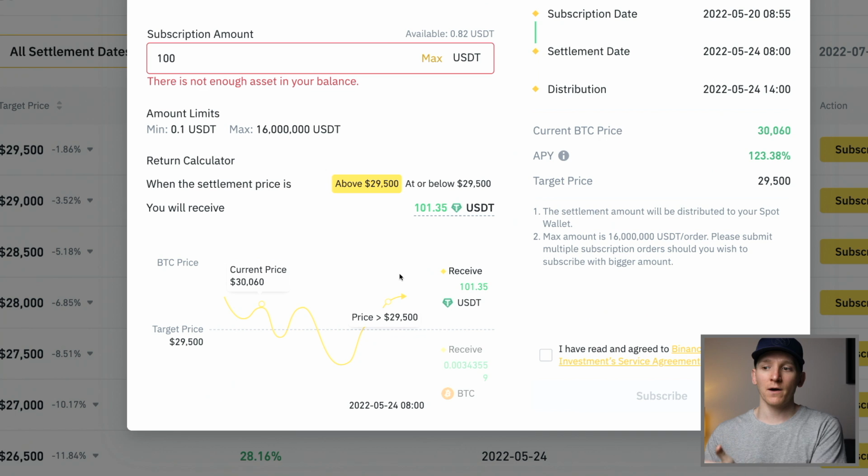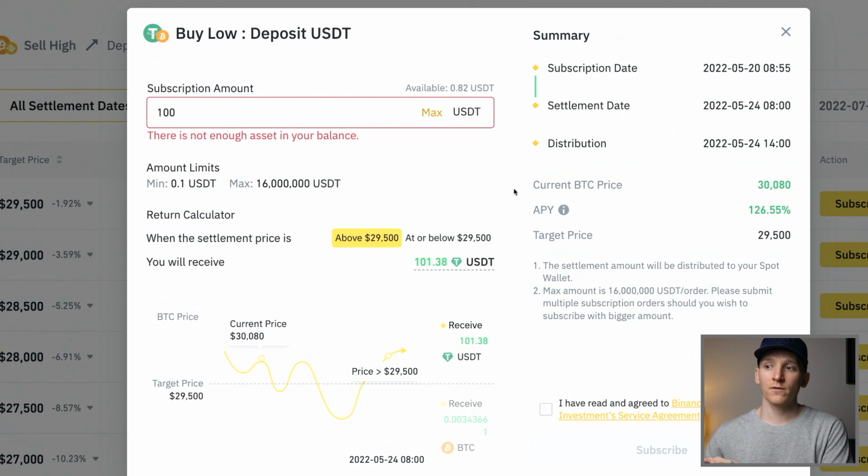And if the price is above that in the market, they're not going to sell at a worse price than the market. But if the price is below this, then they will sell you that Bitcoin because you have to buy it at 29,500. And let's say the price in the market is 28, they're going to be getting a better deal. You will actually receive that Bitcoin.